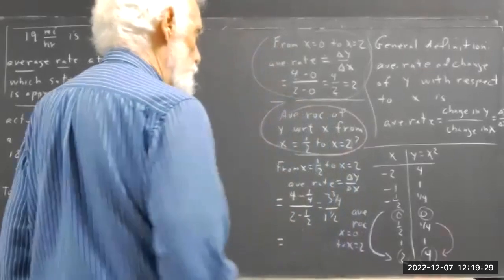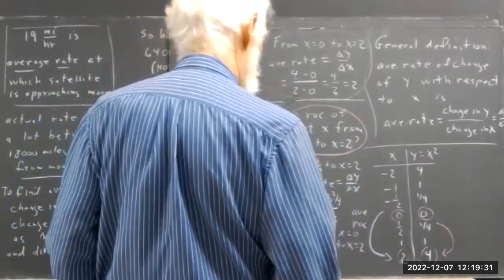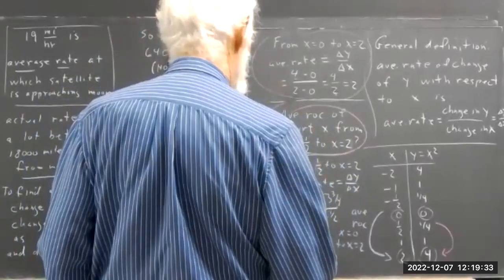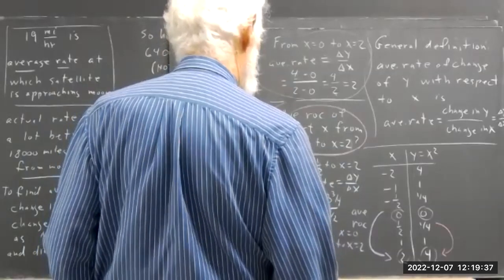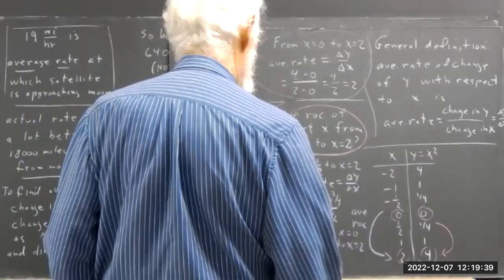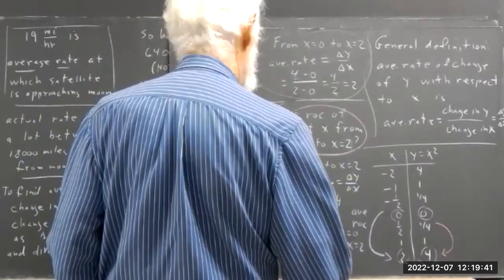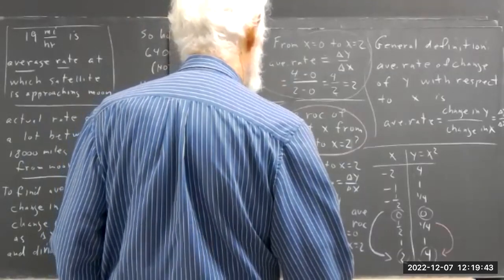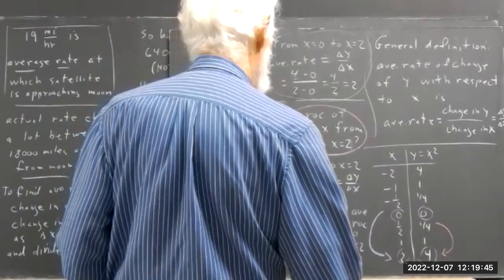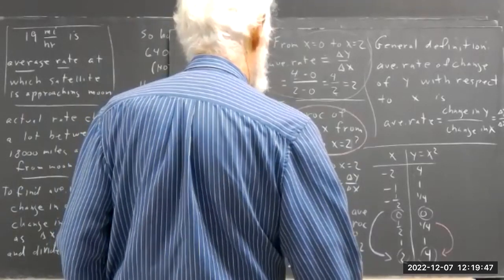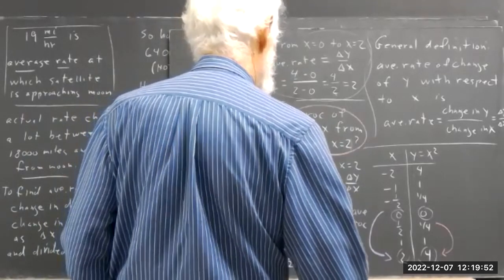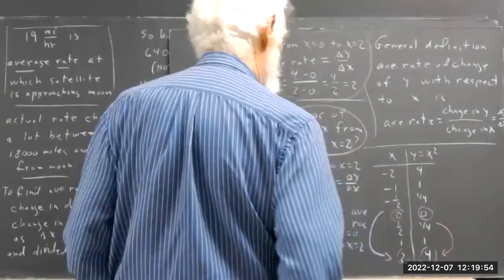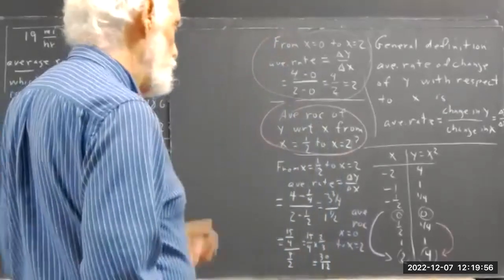3 3/4 divided by 1.5, and 3 3/4 is 15/4 divided by 3/2, which is 15/4 times 2/3, which equals 30/12. Just to remind you about fractions.